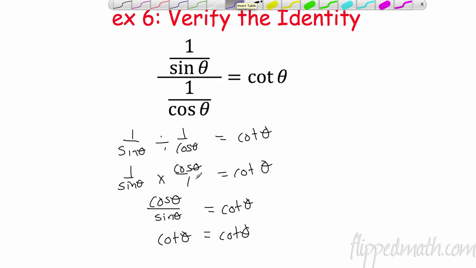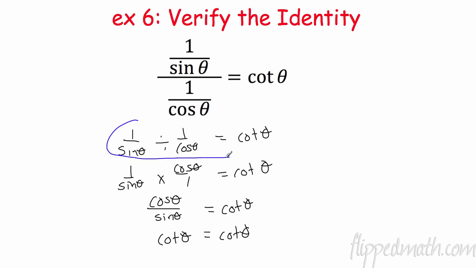So the first thing I did was I rewrote this. All right, here. I just rewrote it so that now I know that when I divide by a fraction, I multiply by the reciprocal. I combine these, so it's cosine over sine. And then I know that cosine theta over sine theta is cotangent theta. And we are good to go.